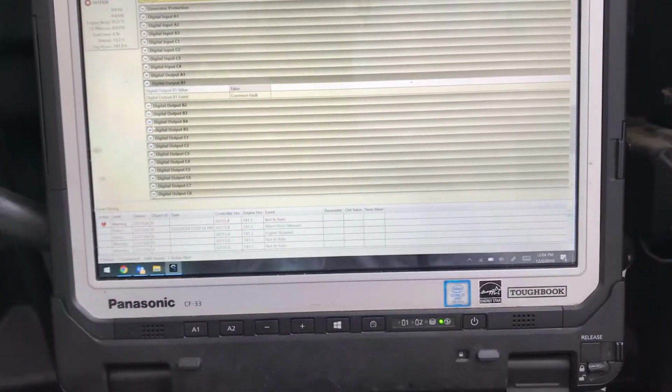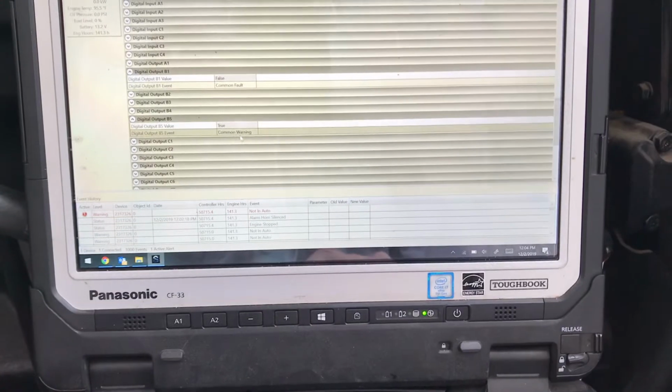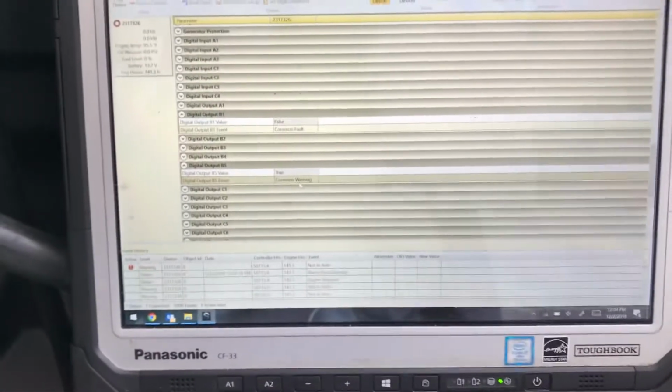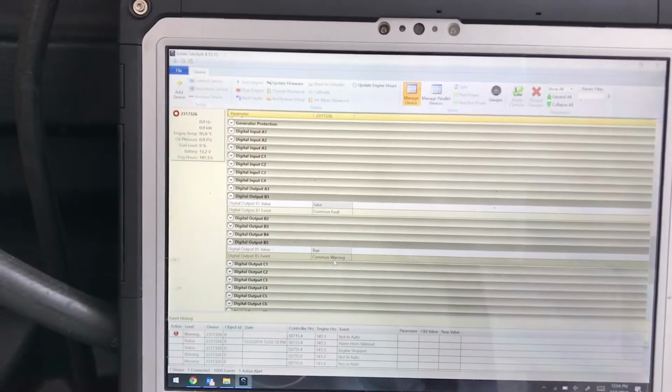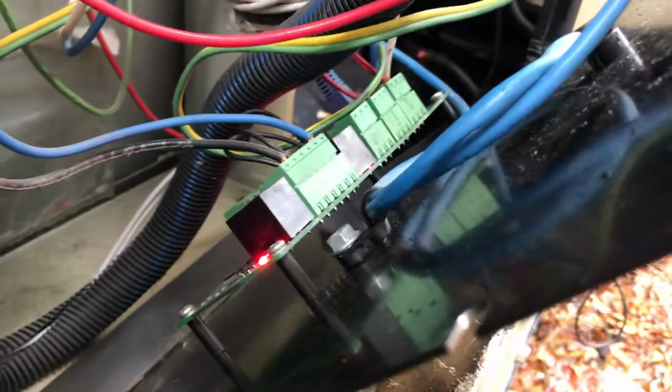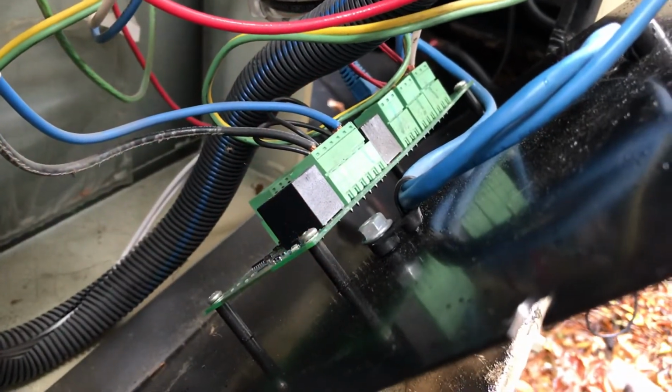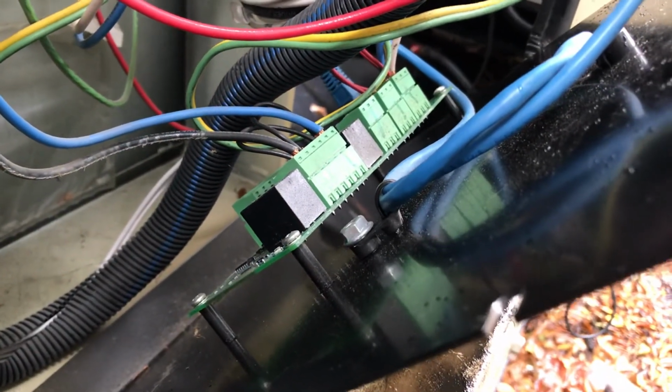So if you need something on B5, which is that last one, and it's a common warning, see, it's already there. And if you go over here, it's lit up. And if I put it back in auto, see how the light goes off? Because the common alarm goes away.